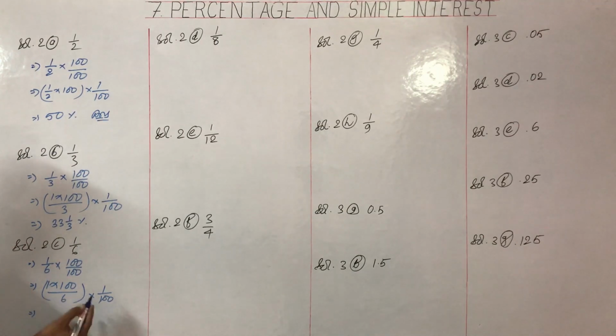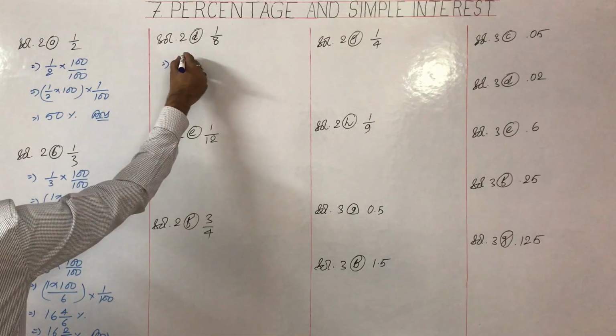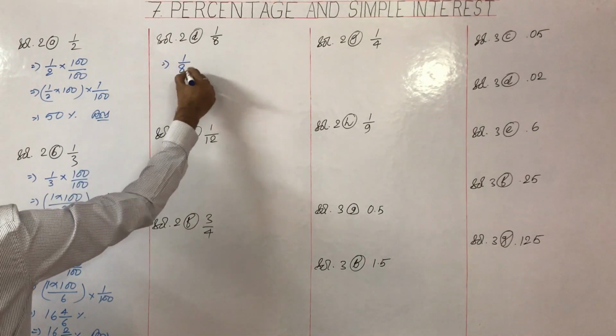Again, for 6, 100 divided by 6, not possible. Up to 96 we can divide completely. So 96 by 6 is 16, remaining 4 by 6%, and 4 by 6 means 2 by 3. So 16 2 by 3% is the answer. Then 1 by 8. Again, we know how to solve for 1 by 8.